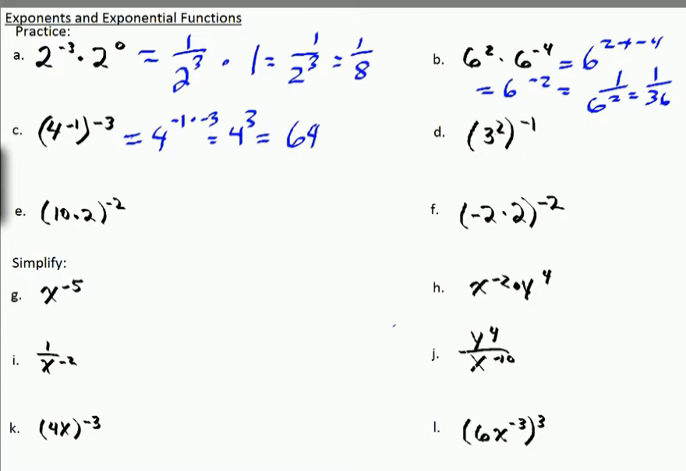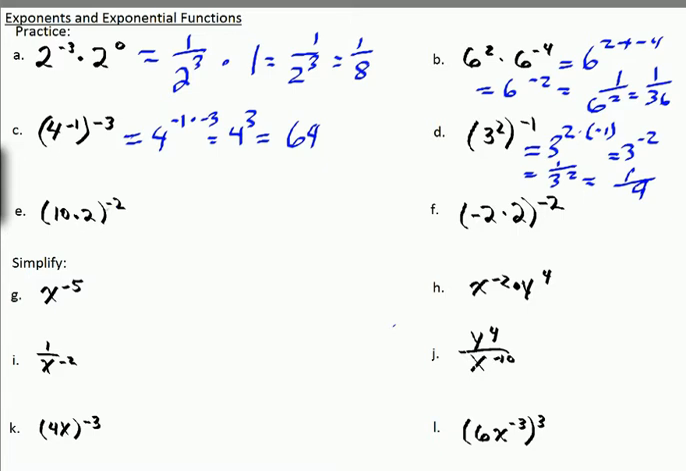Here I have 3 squared raised to the negative 1. Again, when I have a power raised to a power, I multiply my powers, so I have 3 raised to the 2 times negative 1. So I end up with 3 to the negative 2, which equals 1 over 3 squared. When I have a negative exponent, the reciprocal has a positive exponent, so I have 1 over 3 squared, which is 1 over 9.